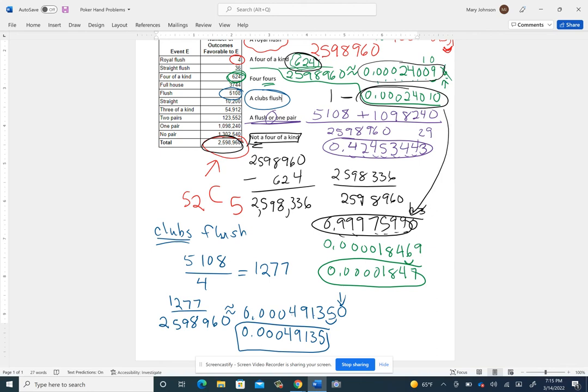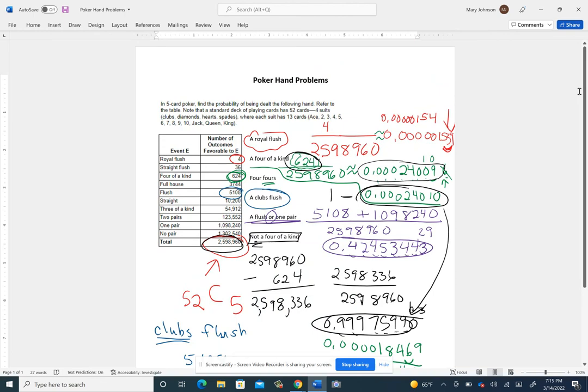Okay. All right. So I just wanted to go through. That's similar to the other video I did on poker hands, but I passed this out in class and just didn't have time to do it.